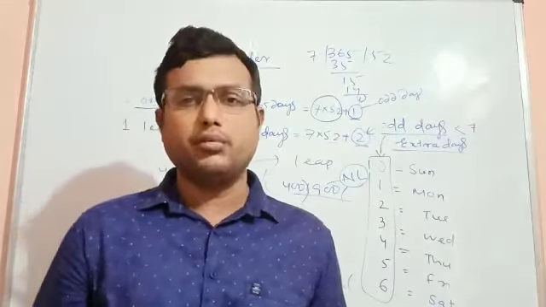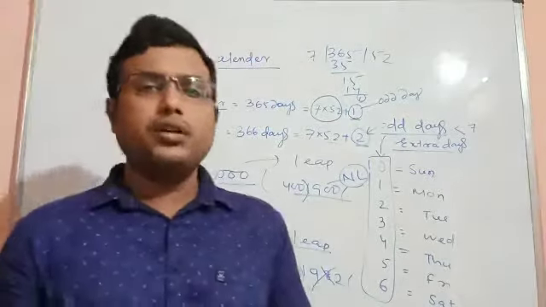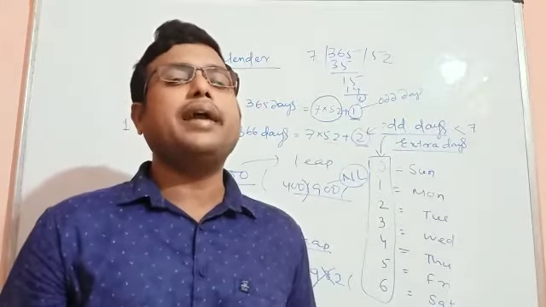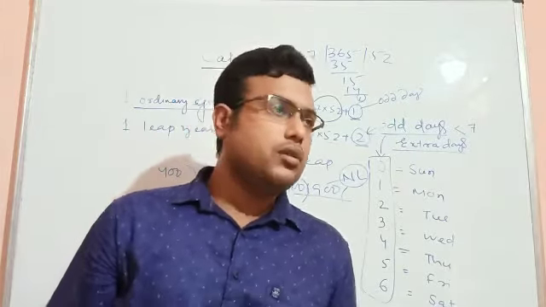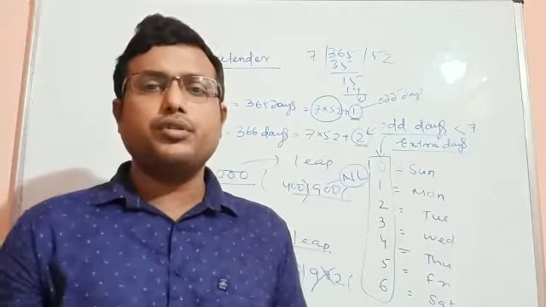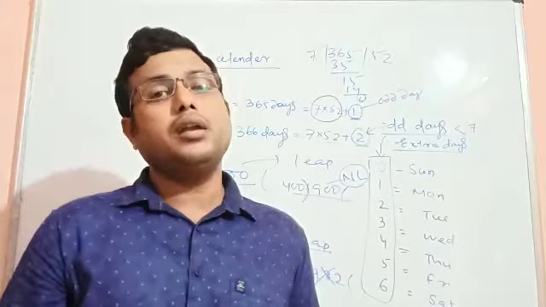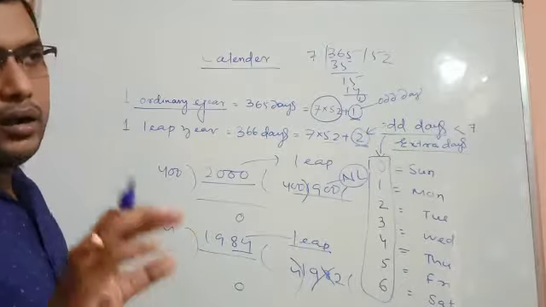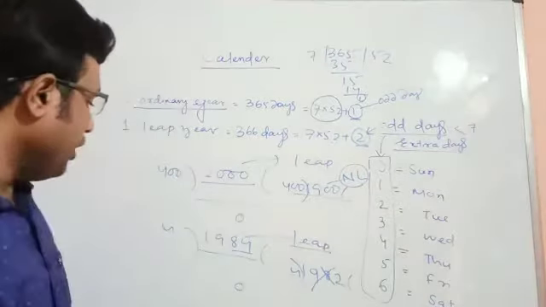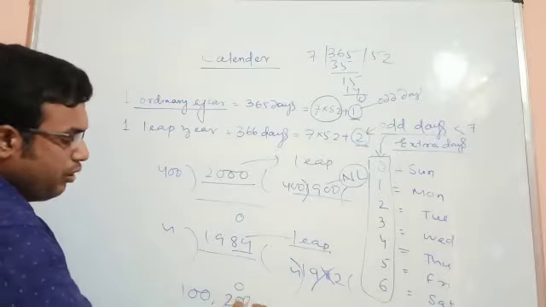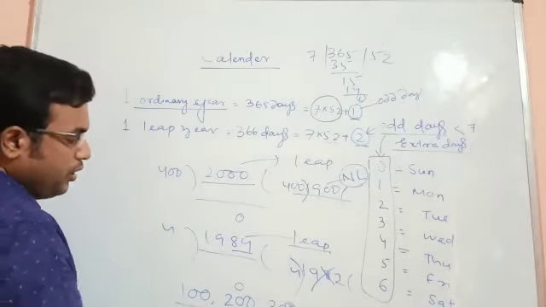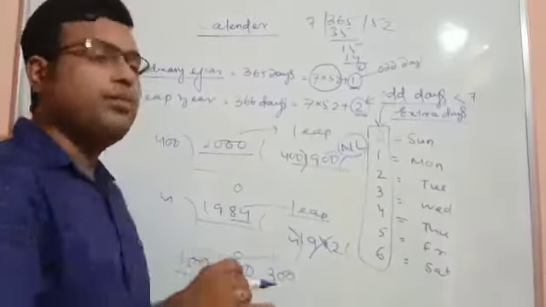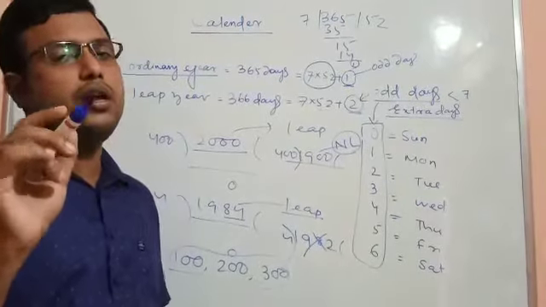In this way you just check which year is a leap year or not. It is very important in the case of calendar. When you find the year is a leap year, the month of February consists of how many days? 29 days, instead of 28. Very important points. And the last point is every century is not a leap year. For example, 100, 200, 300. These are centuries, but they are not multiples of 400. Hence, these are not leap years.